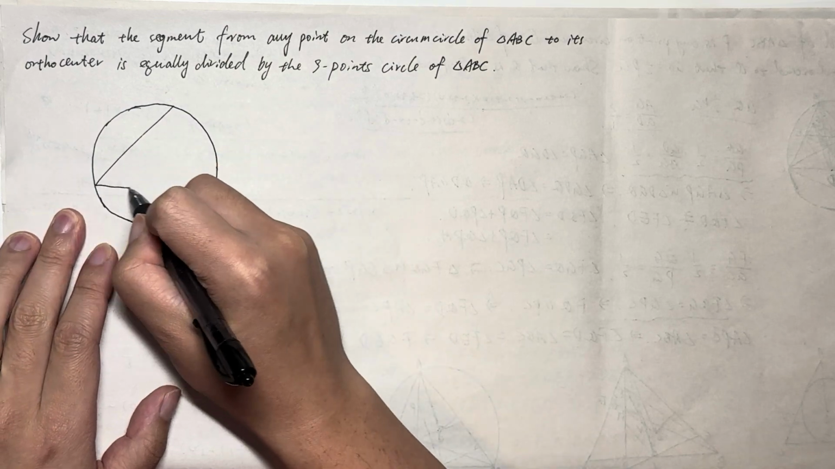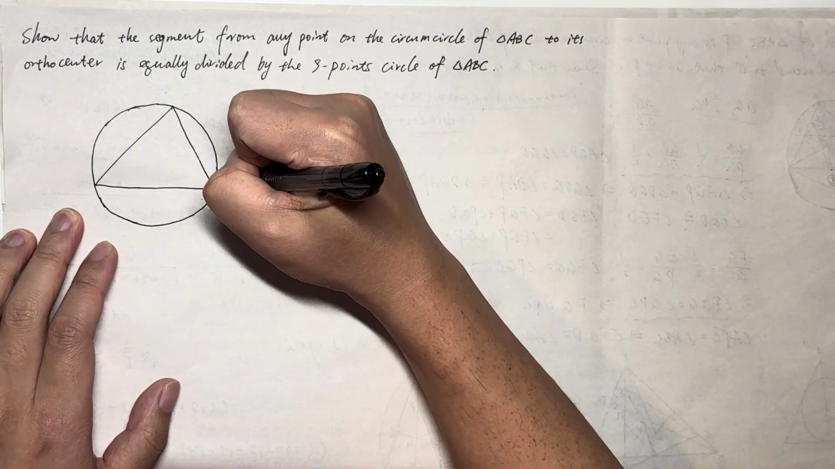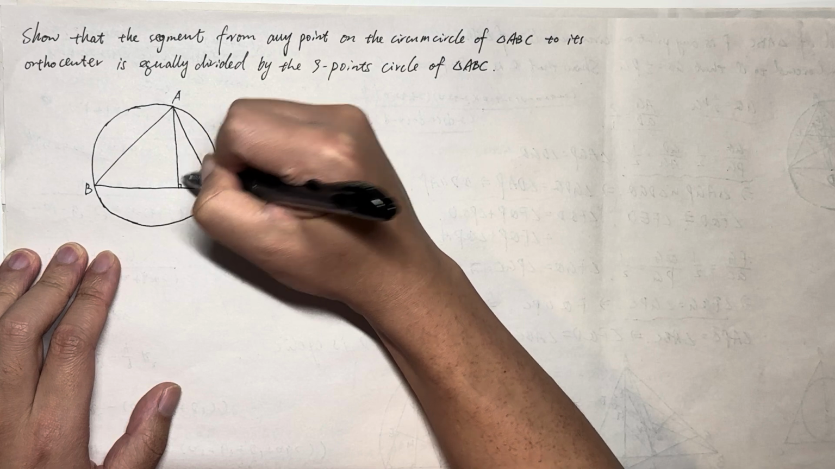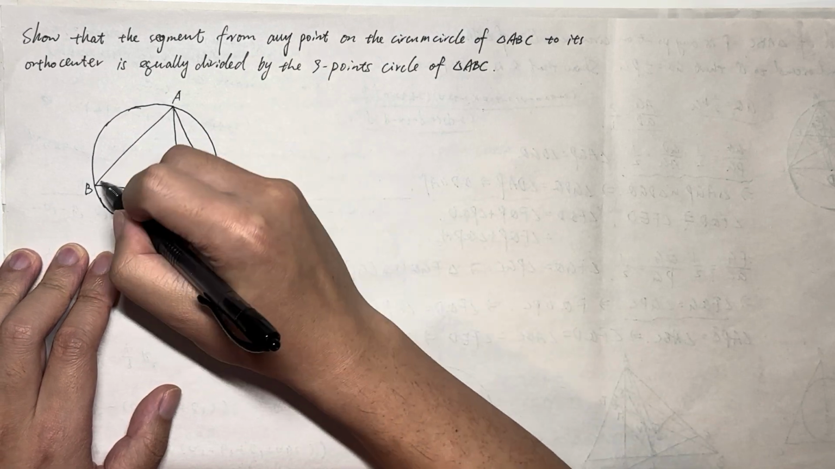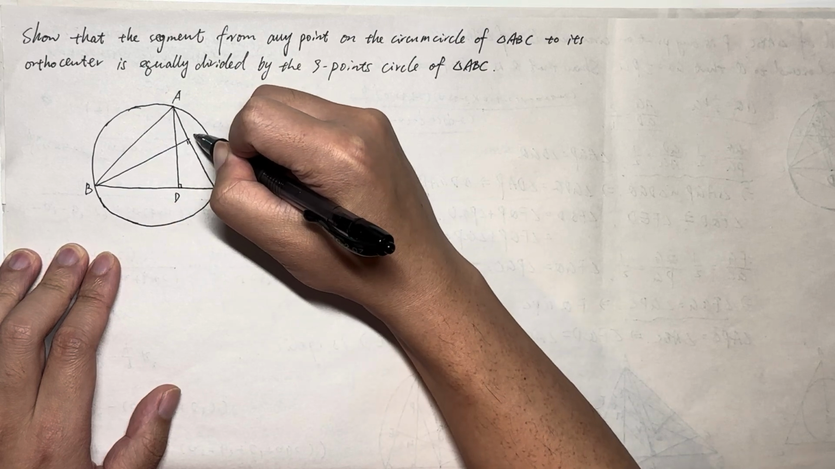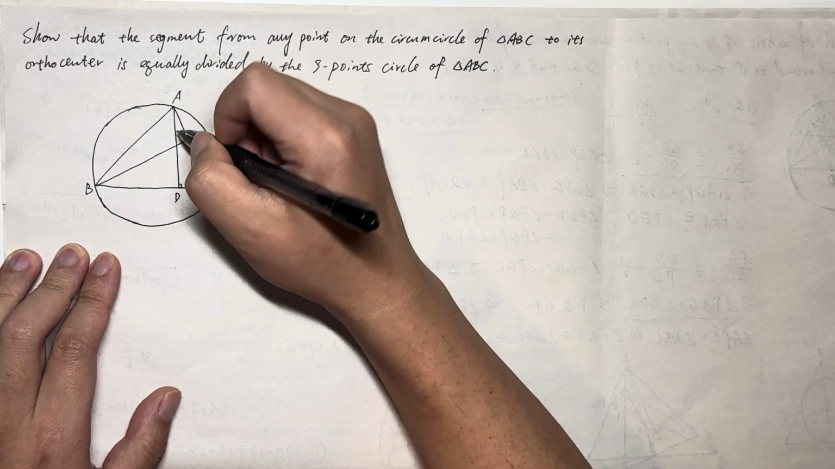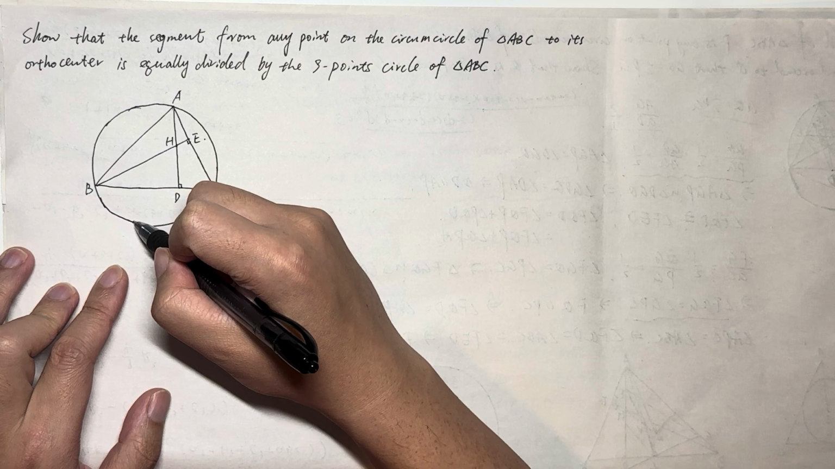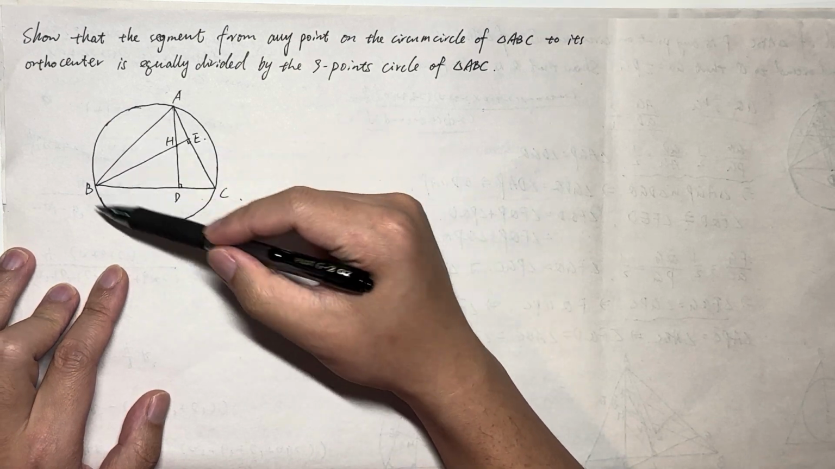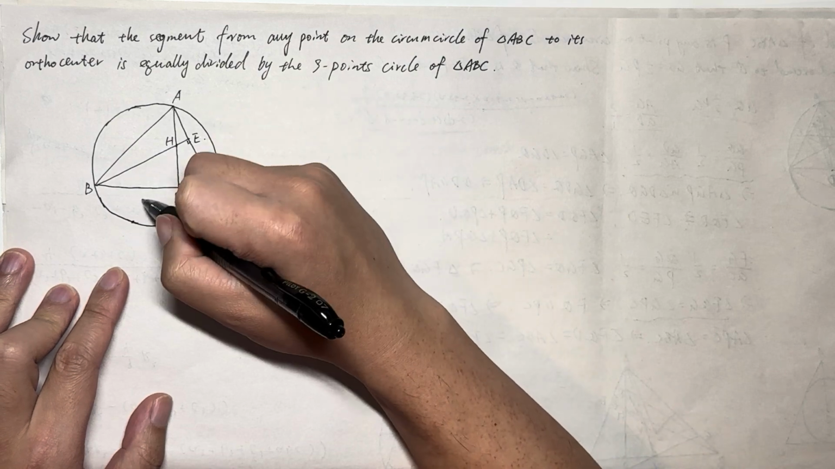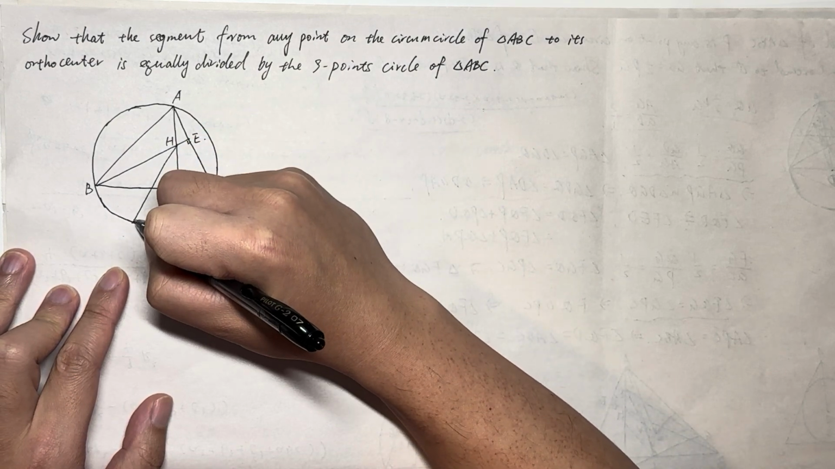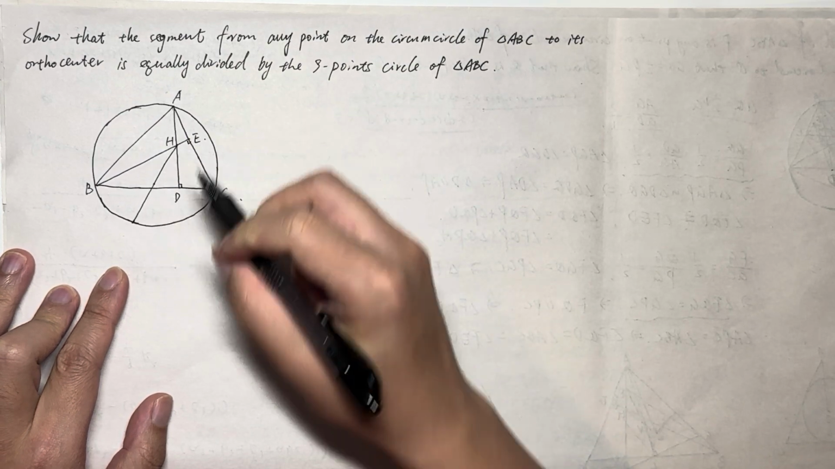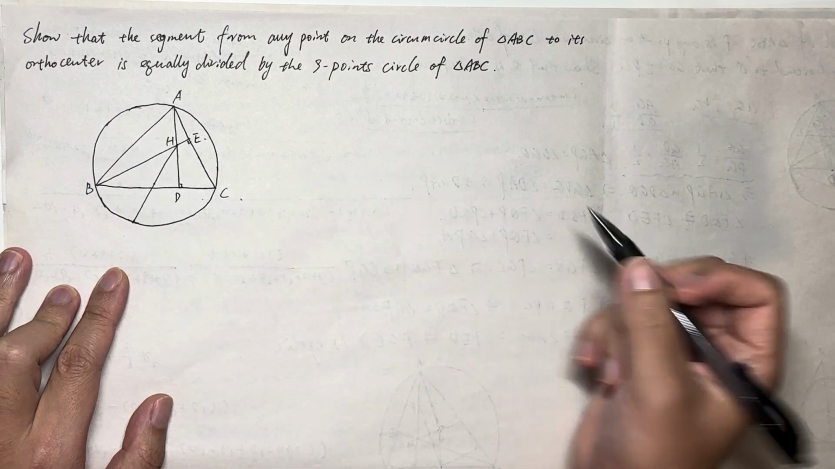And we find A, B, C here. If we see A, D, B, E are altitudes, so this is the orthocenter, and we want to prove that for any point on the circumcircle to the orthocenter, and we find the midpoint here, that midpoint is on the 9-point circle.